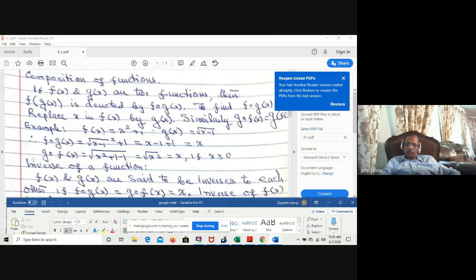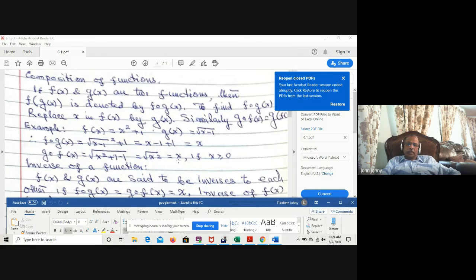Similarly, for g of f of x, you replace x in g of x, that is, take away x and write x squared plus 1 there. x squared plus 1 minus 1 gives square root of x squared, which is equal to x. Is it always true? No. Square root of x squared is x only when x is non-negative, x is greater than or equal to 0. So we assume that x is greater than or equal to 0, so square root of x squared is x.